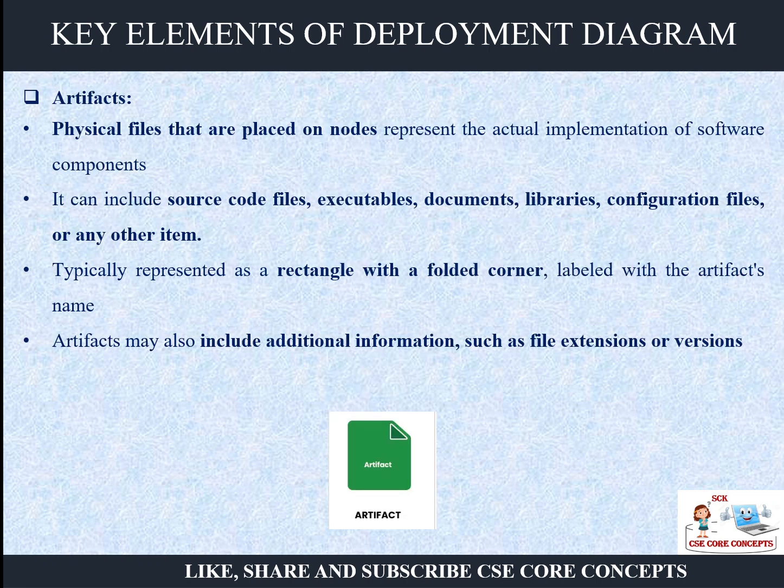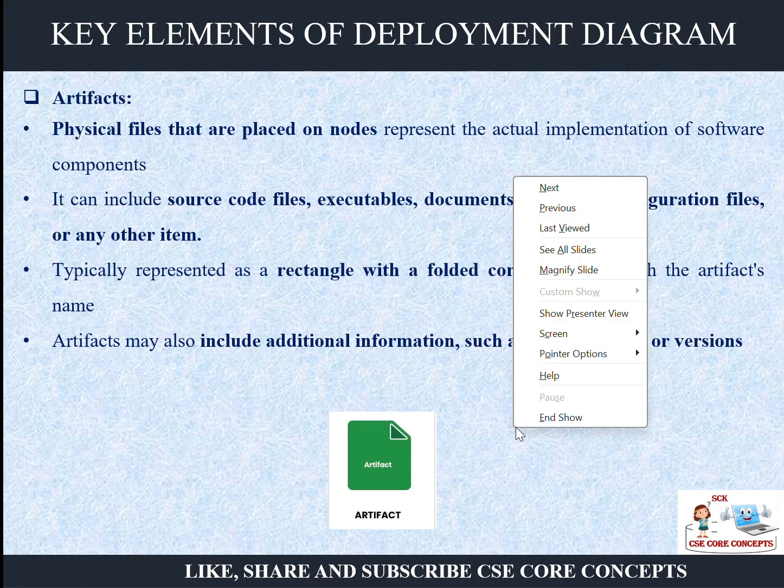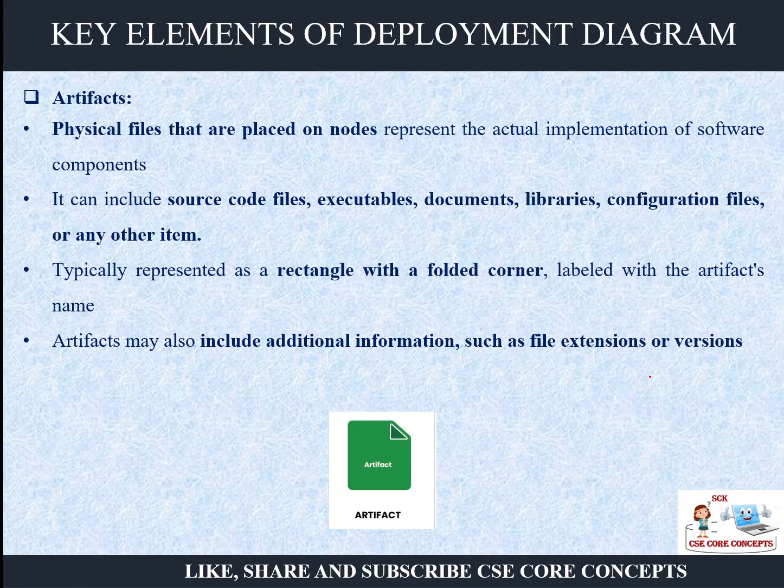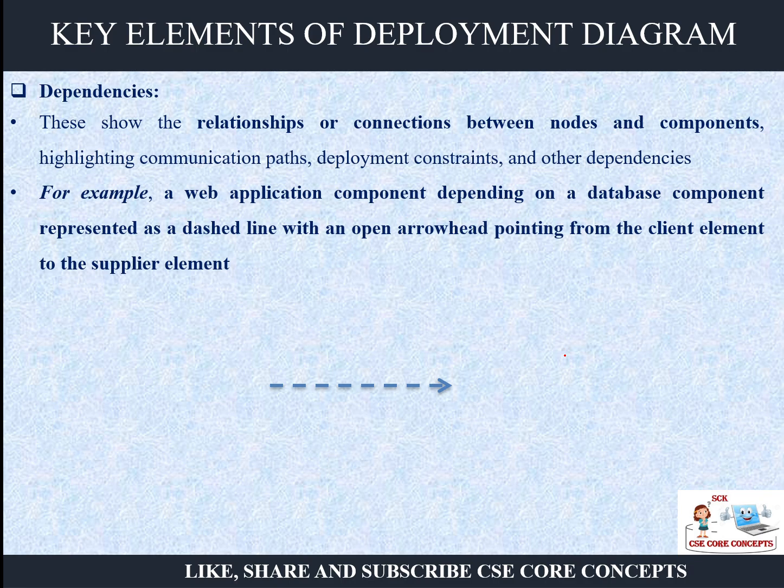Then you have the physical files which are placed on the nodes, which are called artifacts. It is simple, just a folded corner, like when we fold the side of a page, no? A small triangle represents as if the page is folded. They can be your executable documents, jar files, .exe files, etc. Some file extensions you can also include, like abc.java or .jar, whatever type of file.